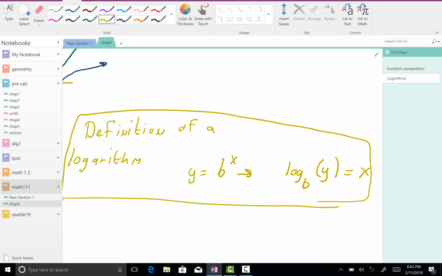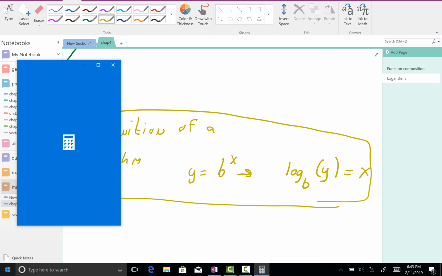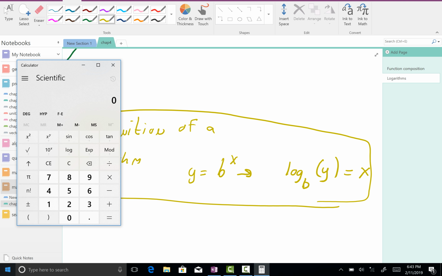I'm going to see if I can pull up a calculator to kind of show you. You can do this very easily in Desmos, but then I have to be jumping back and forth. Yeah, I can do it on this.